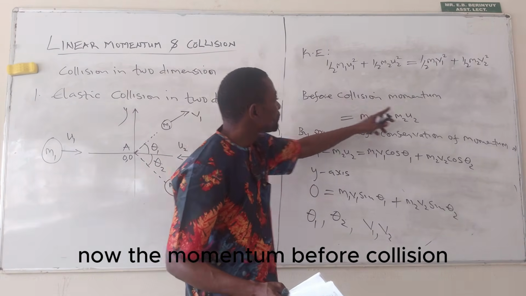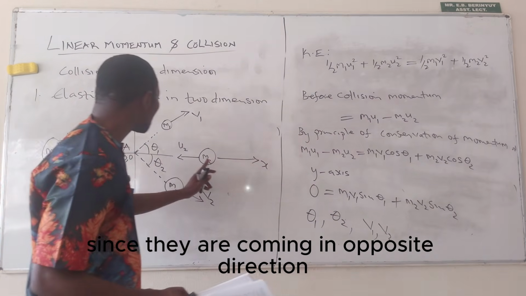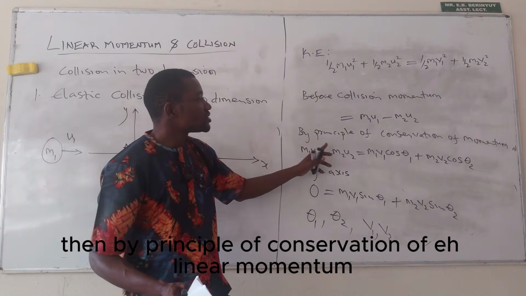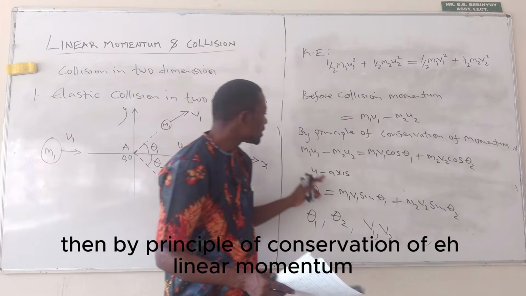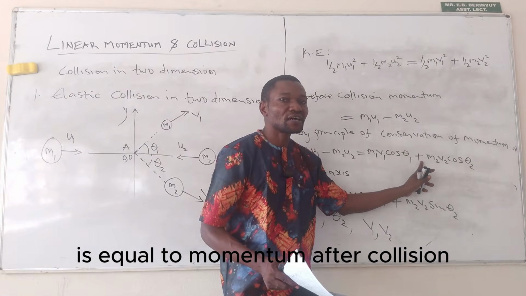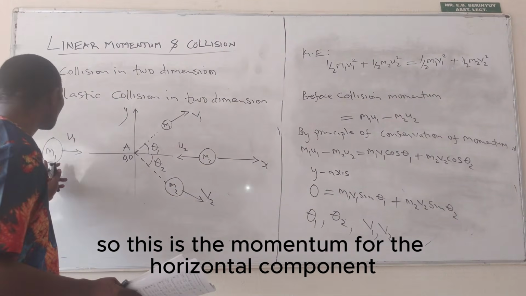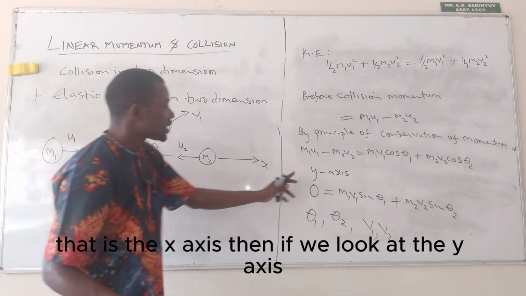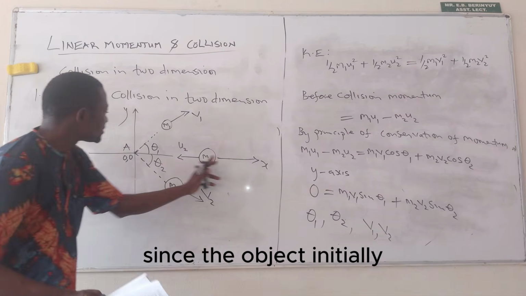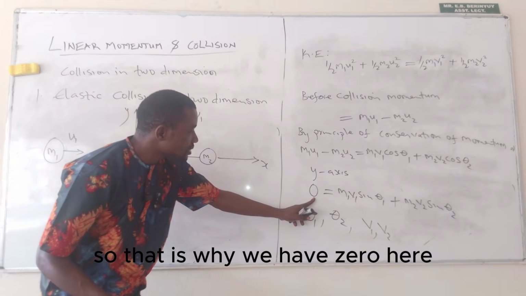The momentum before collision, we have this. Since they are coming in opposite directions, that is why we have the negative sign. Then by the principle of conservation of linear momentum, momentum before collision is equal to momentum after collision. So this is the momentum for the horizontal component, that is the x-axis. Then if we look at the y-axis, since the object initially was not moving along the y-axis, that is why we have 0 here.